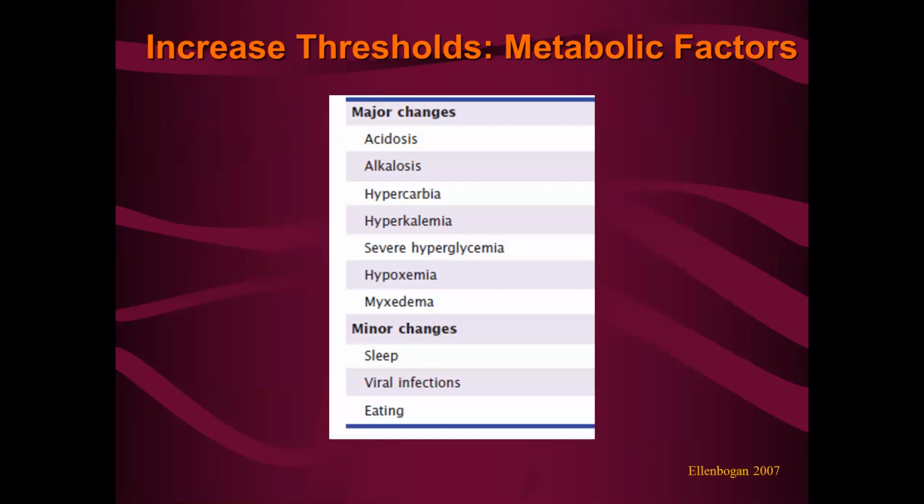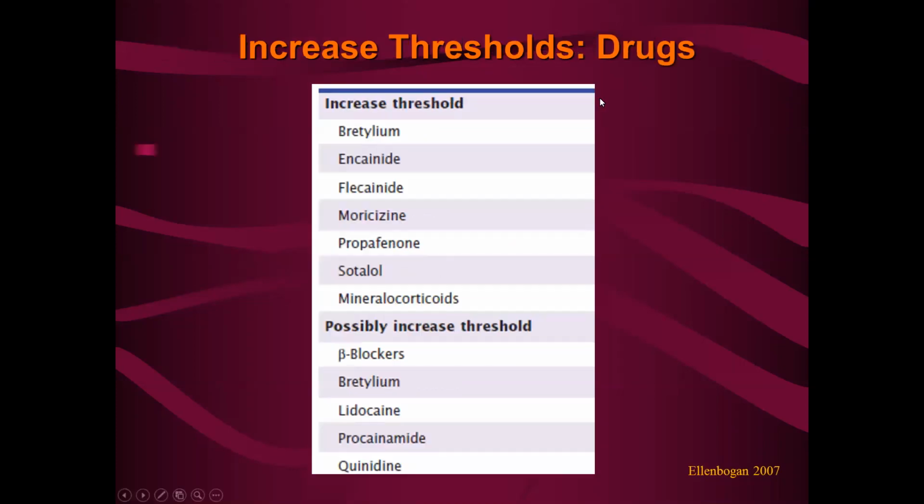The other issues that can cause thresholds to increase are metabolic changes. If the patient is sick, if there's acidosis, or if there's electrolyte problems, those can change the pacing threshold. Minor changes would be things that we do in our daily activities, such as sleep and eating. That's why we always have to program at least a 2-time safety margin just to accommodate for these minor changes in our daily lives. Drugs can also change pacing thresholds.